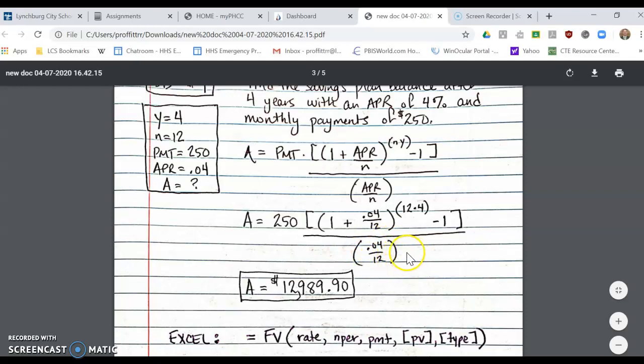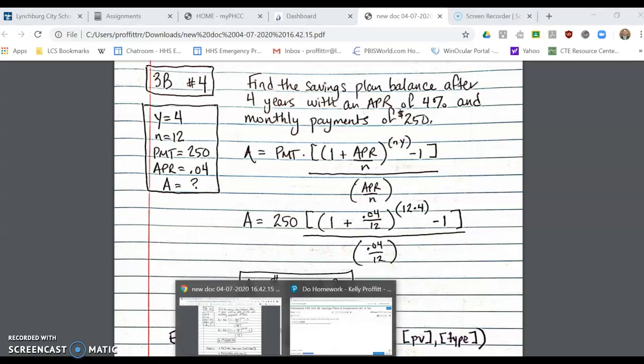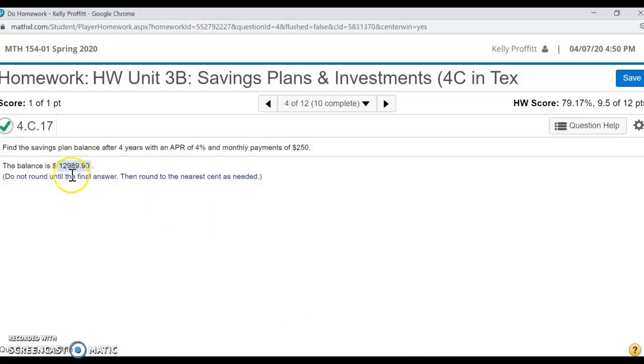And if you type this in correctly, you're going to get that the amount in the account is $12,989.90. And that's where I got this answer here. Okay, that's the account balance.